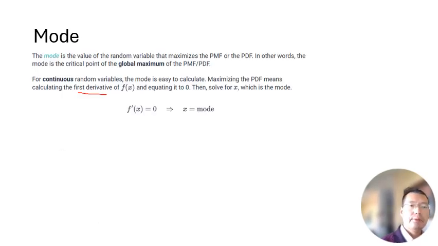The next concept we are going to learn is mode. The mode is the value of the random variable that maximizes the PMF or the PDF. In other words, the mode is the critical point of the global maximum of the PMF or PDF. For a continuous random variable, the mode is easy to calculate. Maximizing the PDF means calculating the first derivative of f(x) and equating it to 0, then solving for x, which is the mode. So basically, you set f'(x) equals 0, then you solve for x, which is the mode.